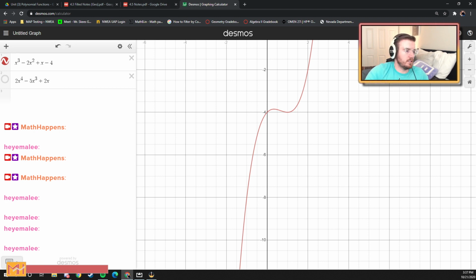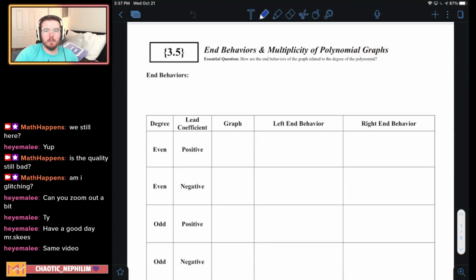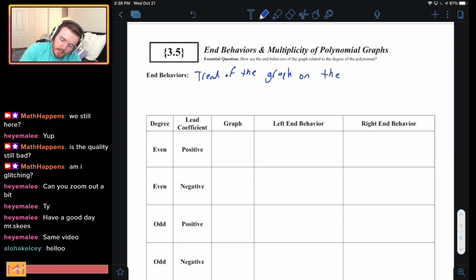So, let's go back to our notes. We call the whole up situation or down-up situation the end behavior. So the end behavior is the trend of the graph on the left and right.